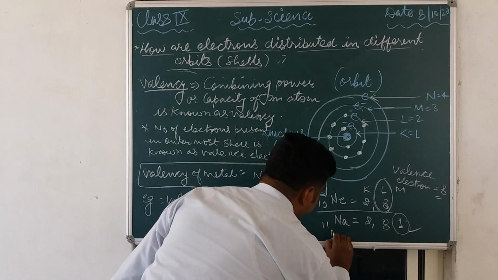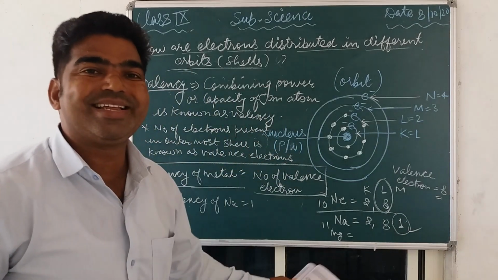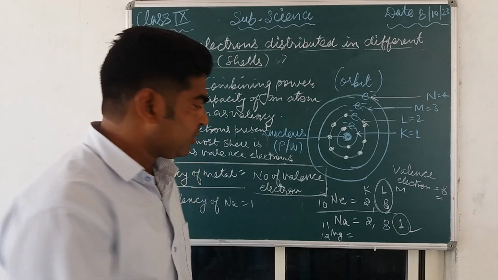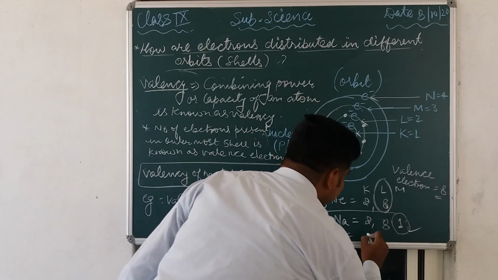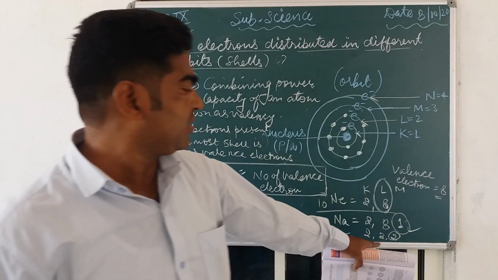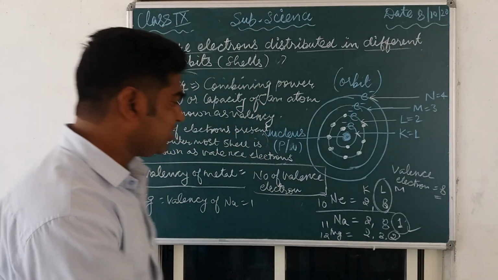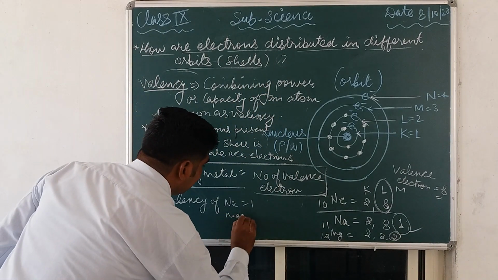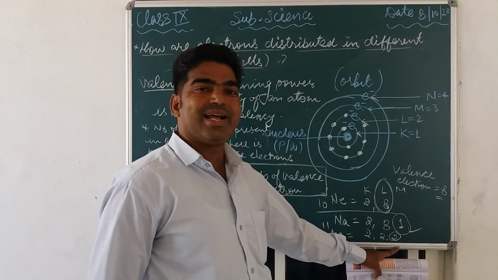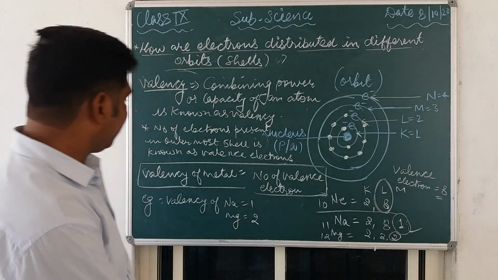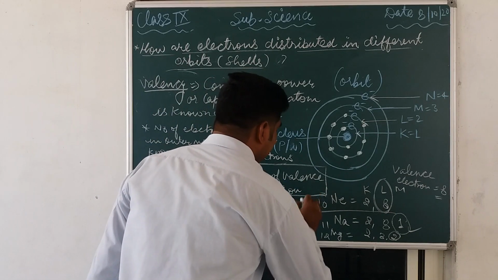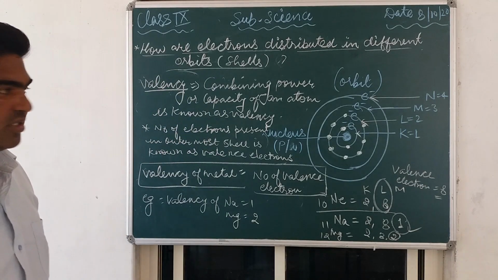For example, magnesium. If we take another example, magnesium, the atomic number of magnesium is 12. So the distribution of electrons in the shells is 2, 8 and 2. How many electrons are present in the outermost shell? 2 electrons. So the valency of magnesium is also 2, because the number of valence electrons is equal to 2. So we know that the valency of a metal is equal to the number of valence electrons in the outermost shell. I hope it's clear.